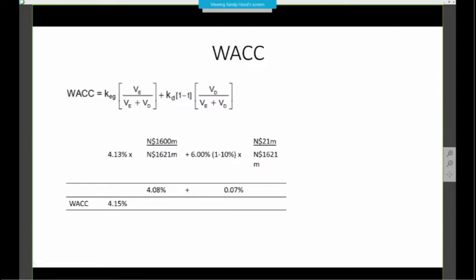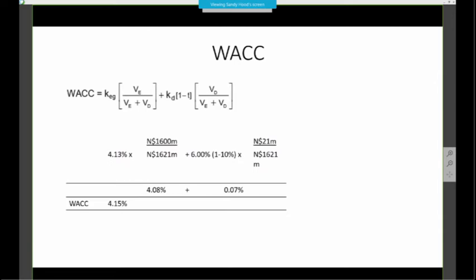So, fitting these numbers in, I've got a 4.13% cost of equity. I've got a value of equity of 1,600 million. I've got a value of equity plus debt of 1,621 million. Incredibly low gearing. I've put the cost of debt at 6%. I was just listening, if you were shouting at the screen, you can't have debt higher than equity. But anyway, the debt is costing us more than the equity.